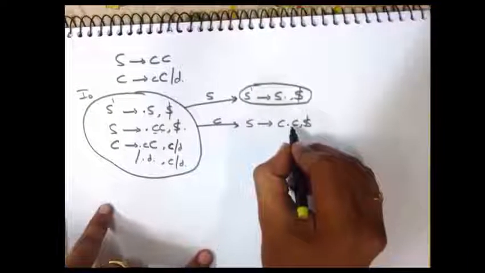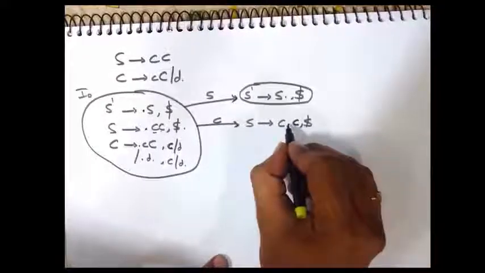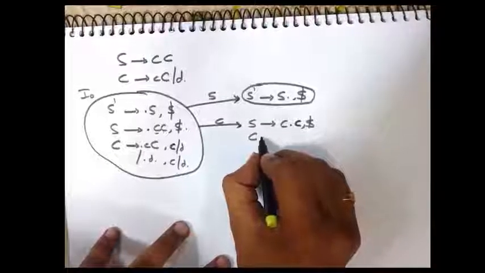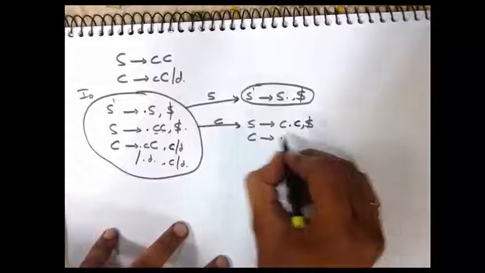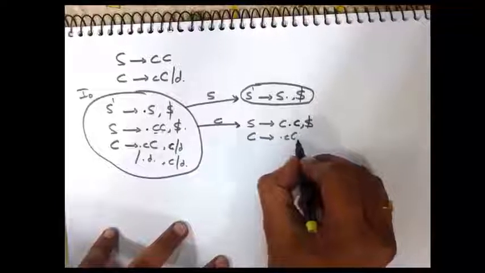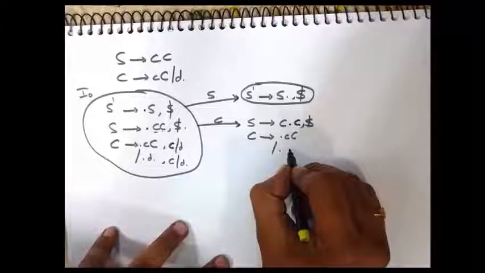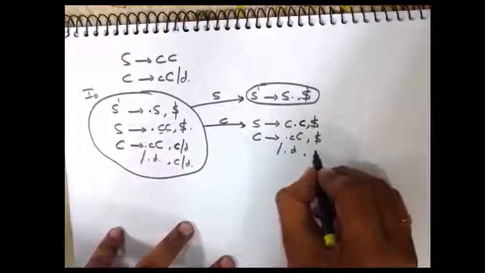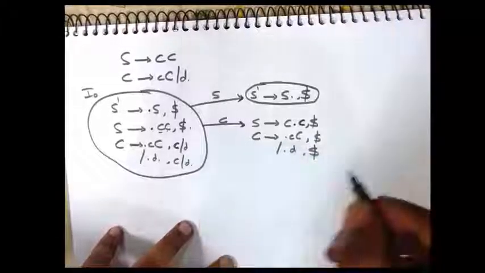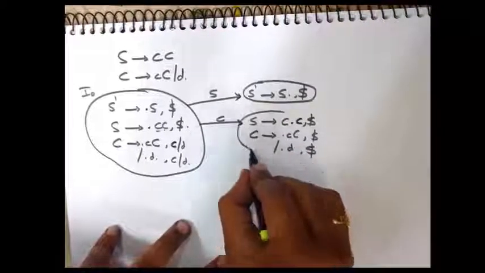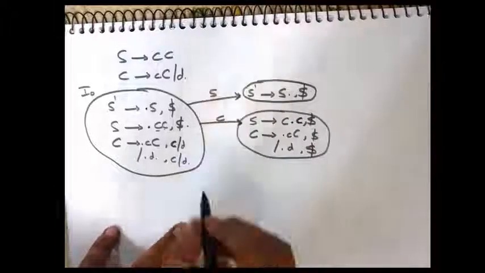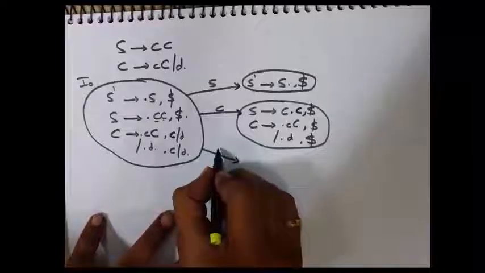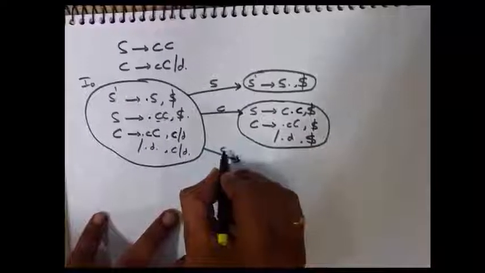Similarly, as there was a C expression after dot, we need to expand all the productions of C, which implies C derives dot CC, and C derives dot D. The look ahead for this is the same, dollar. Why? Because the first of dollar is always a dollar. Let it be another state. And now the transition for this previous state, let's give it as small c.